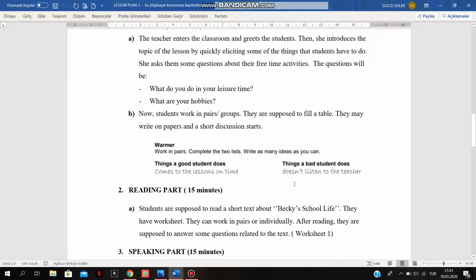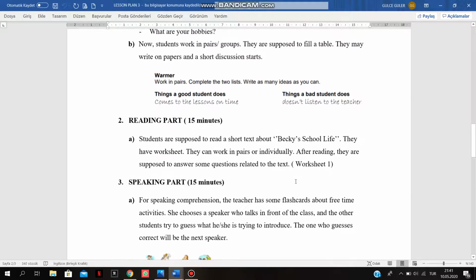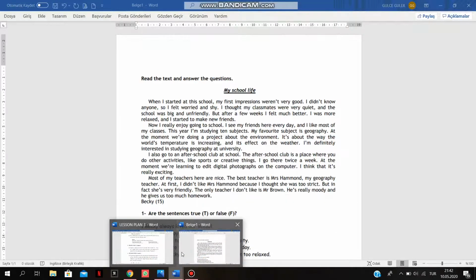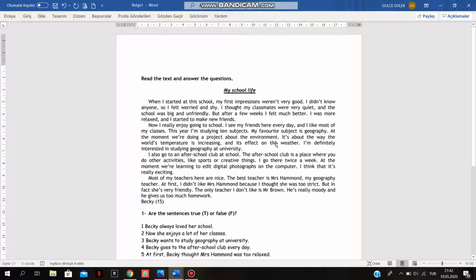And for the reading part, that lasts 15 minutes, students are supposed to read a short text about Becky's school life. They have a worksheet for this part because the text and the activities are long, so the Smartboard cannot be good for this activity. After reading, they are supposed to answer some questions related to the text. This is the worksheet. My school life when I started this school. This is for Becky's school life.